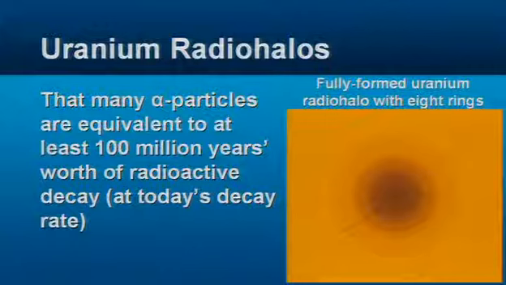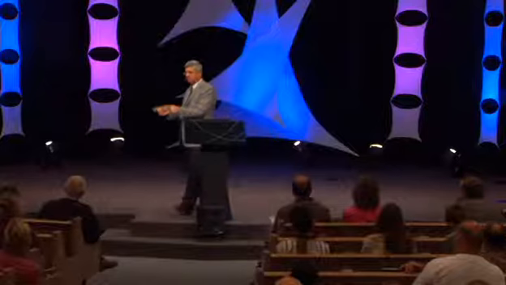Now, please don't misunderstand me on this point. I'm not saying the millions of years happened or existed. All I'm saying is that if the decay was slow like it is today, then to produce 500 million to a billion alpha particles would take 100 million years. That's at the slow rate we measure today.